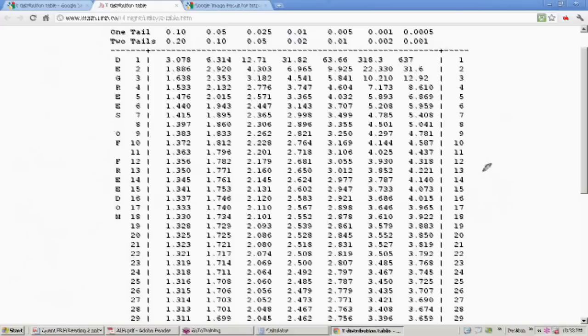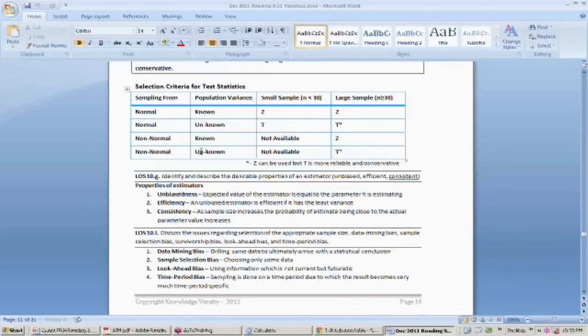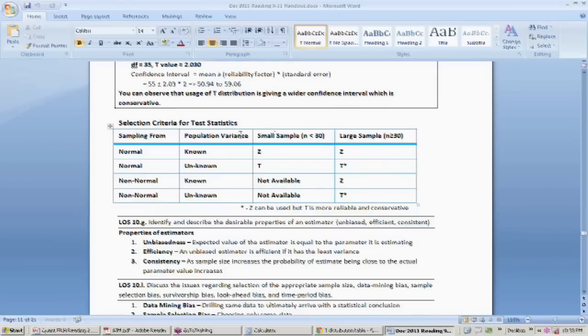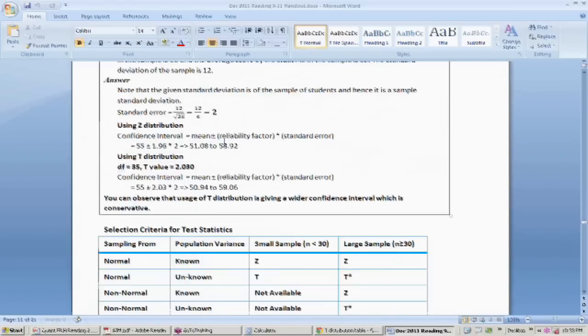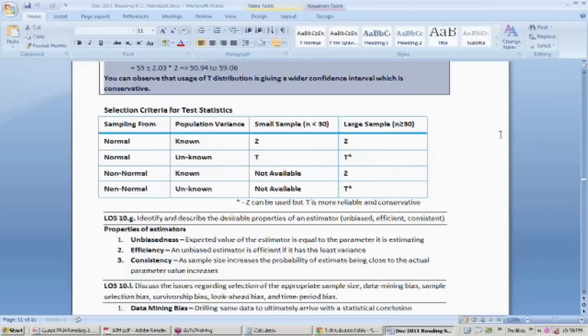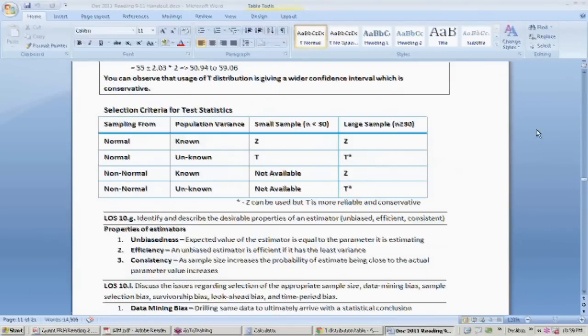Now, when to use which? When should I use Z, when should I use T? It depends on how you are sampling. So when to use which test? We will solve that problem also. What is the selection criteria for test statistics? What we say is it depends on where you are sampling from.